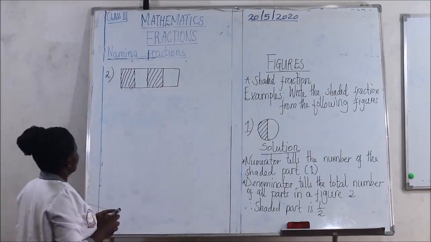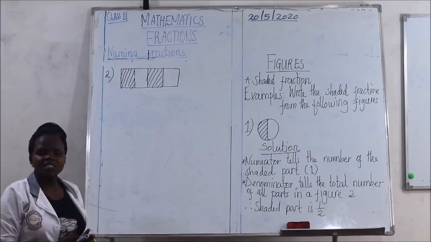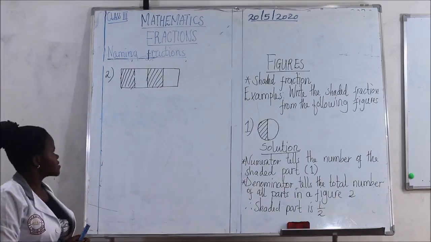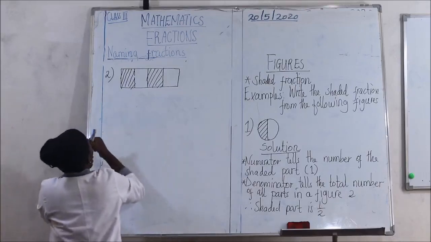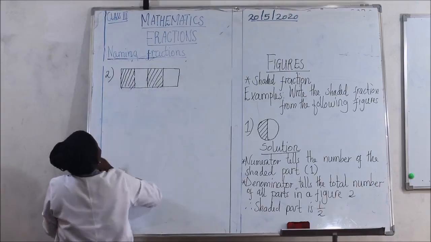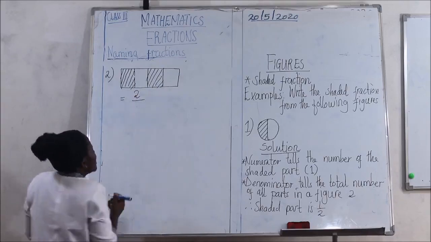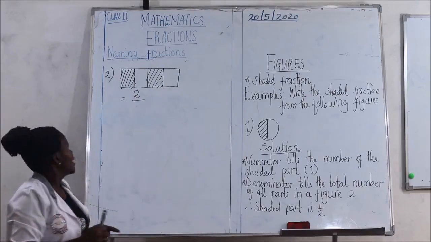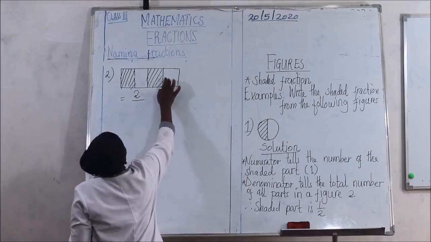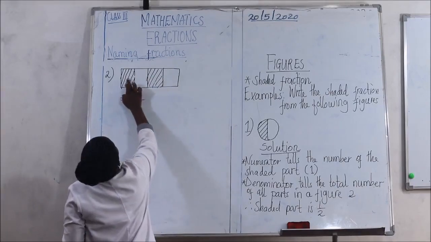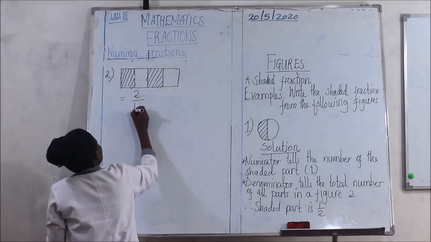So we want to write the fraction of the shaded part. Keep in mind that we have said we are starting with the numerator, which is standing for the shaded part, as we are discussing the shaded fraction. So here the numerator will be represented by this part, 1, 2. The fraction would be 2 out of the denominator, which is the total number of parts of our whole figure. We have 1, 2, 3, 4. So here it will be out of 4.